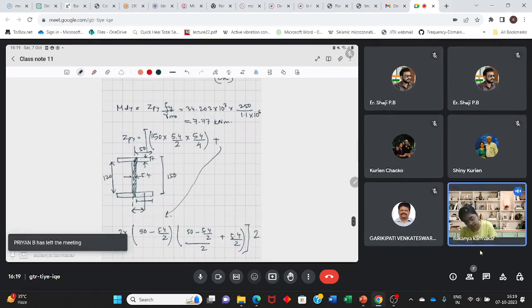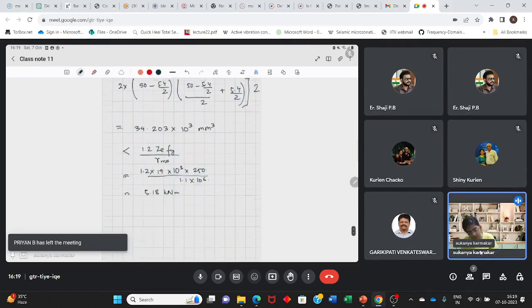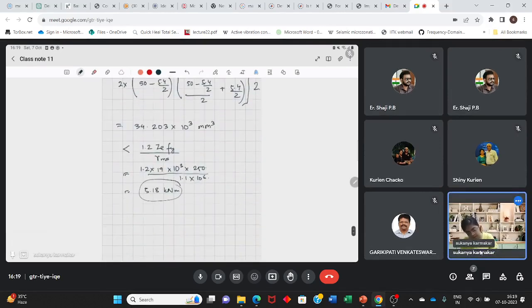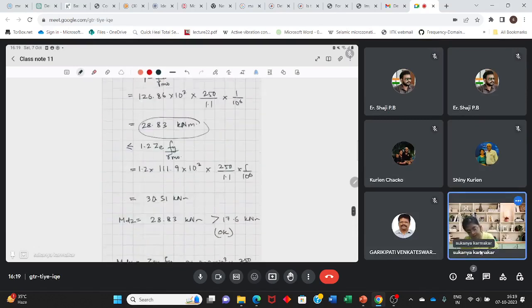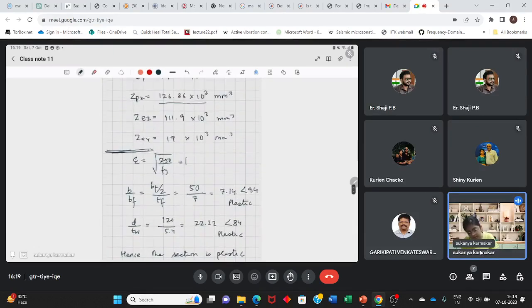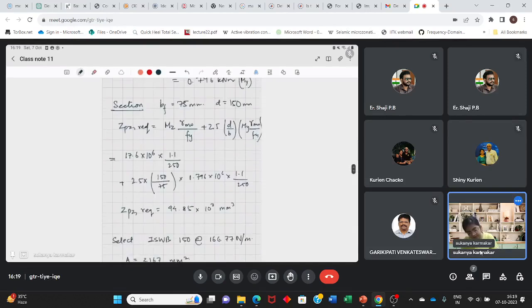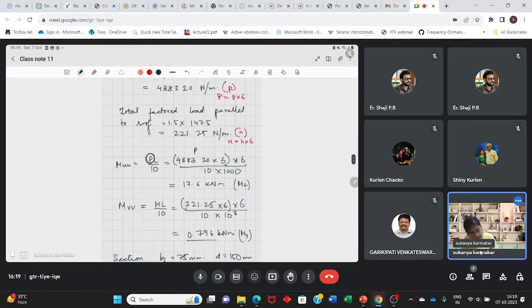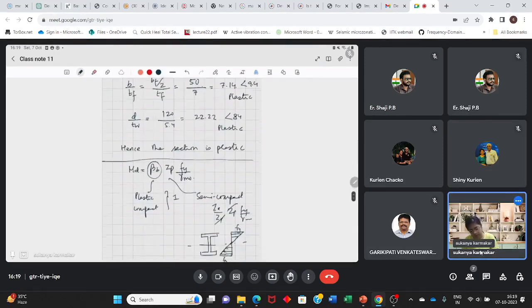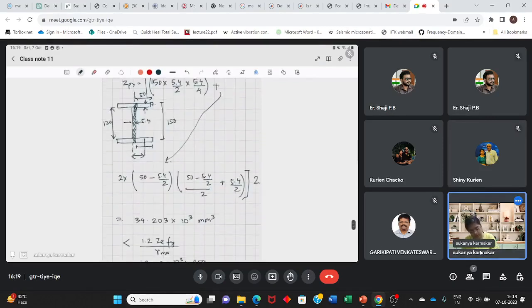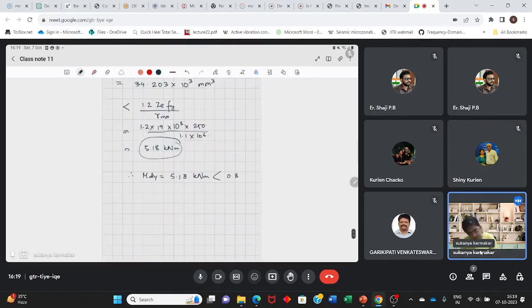So here you get 7.77. Here you are getting this. So that M_dy is 5.18 kilonewton per meter, and this number should be less than M_vv. Here M_vv is 0.8. I can write it as 0.8 kilonewton.